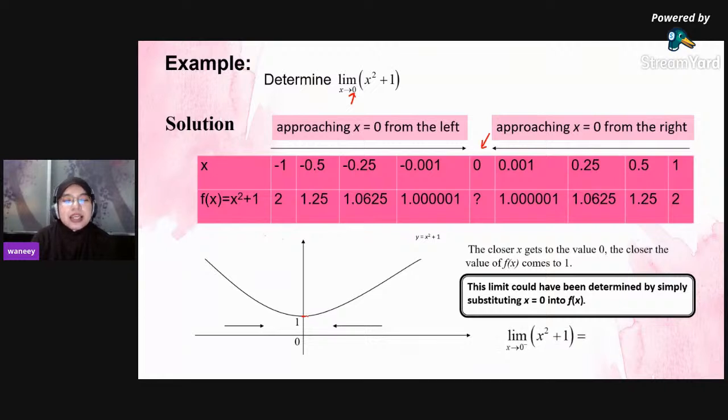So we can see that the limit as x approaches 0 from the left hand side for our function x squared plus 1, and the limit as x approaches 0 from the right hand side of x squared plus 1, is simply equal to 1.